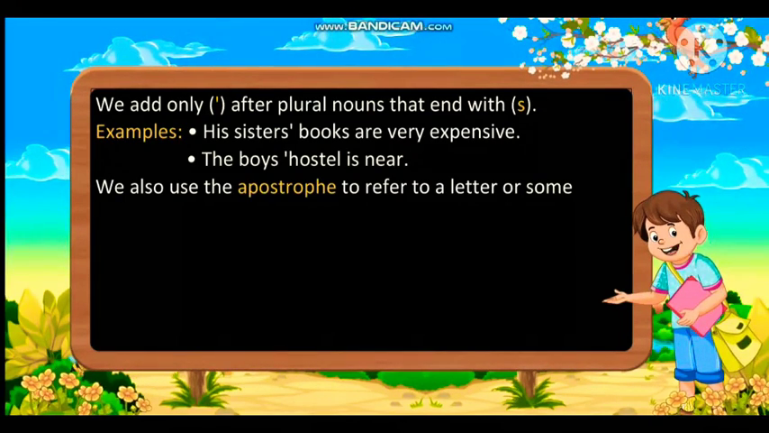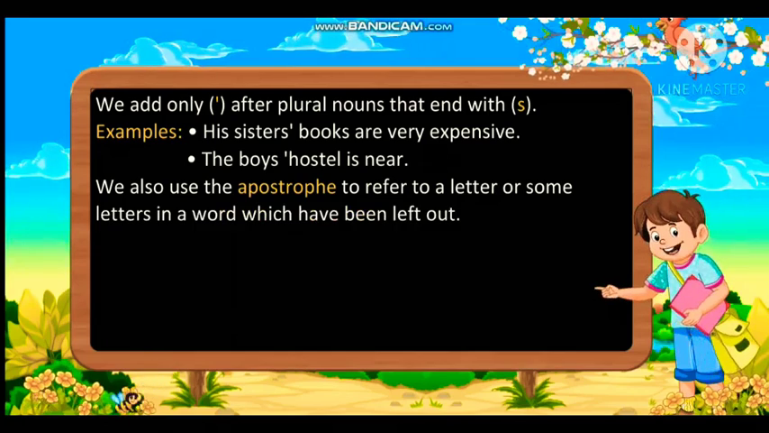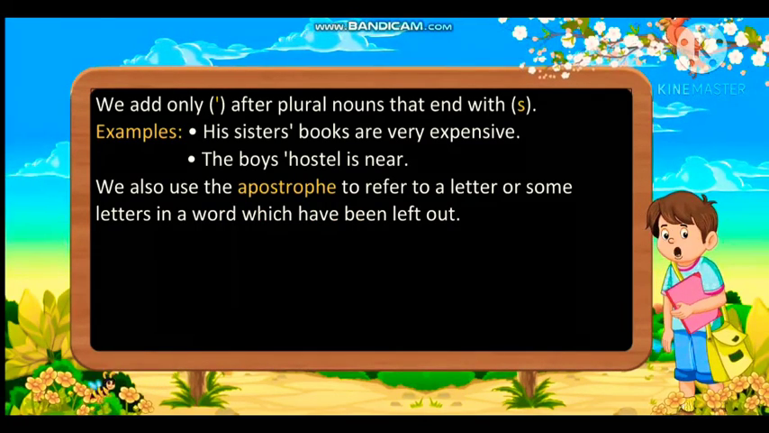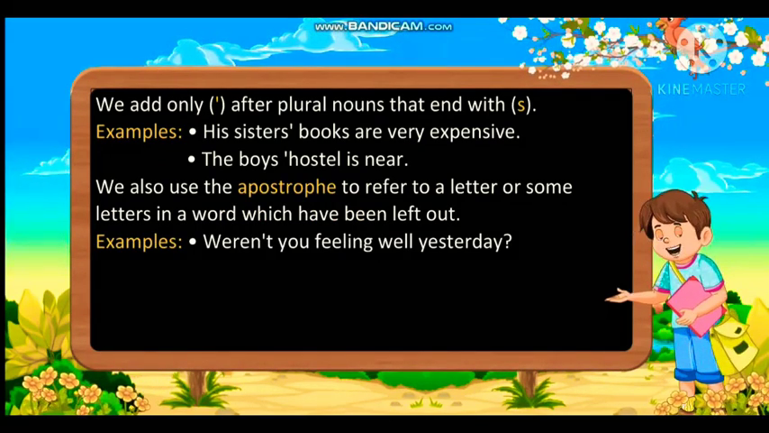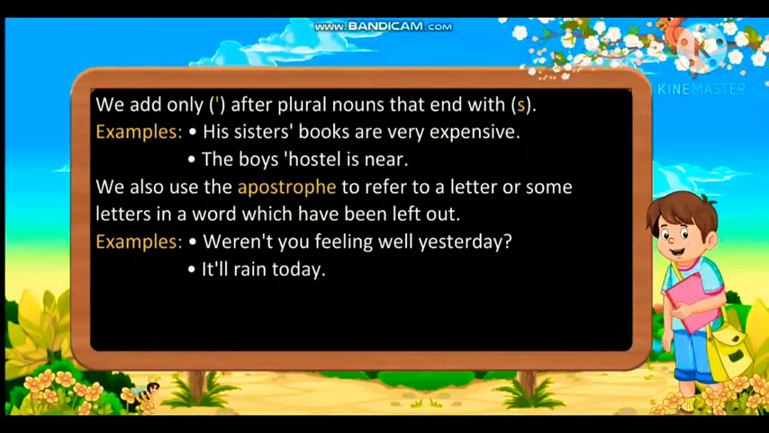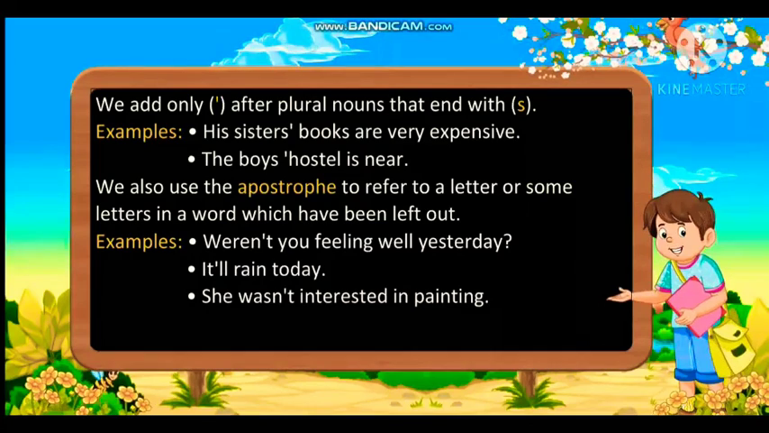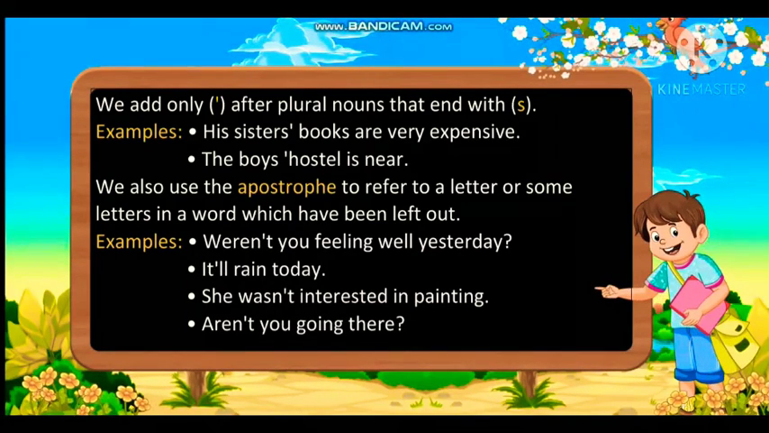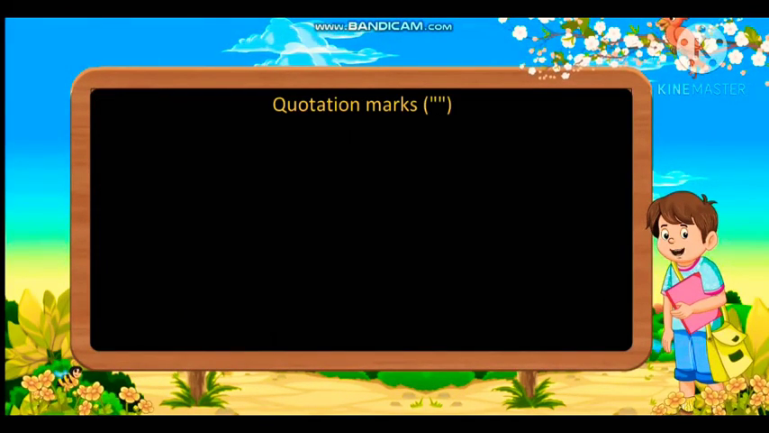We also use the apostrophe to refer to a letter or some letters in a word which have been left out. Examples: Weren't you feeling well yesterday? It won't rain today. She wasn't interested in painting. Aren't you going there?